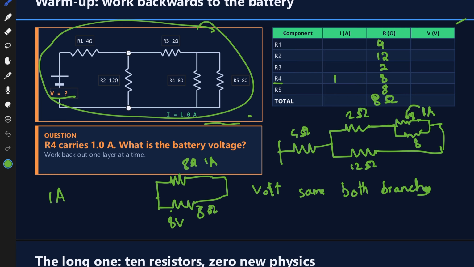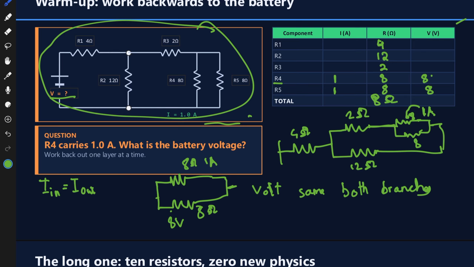Let me write down what I have so far. For R4, we have 1 amp, 8 ohms. And the voltage was 8 volts, right? And for R5, we had similarly 1 amp, 8 ohms, and 8 volts. Okay, so almost the same. But remember what happens, right? The current in is the current out.